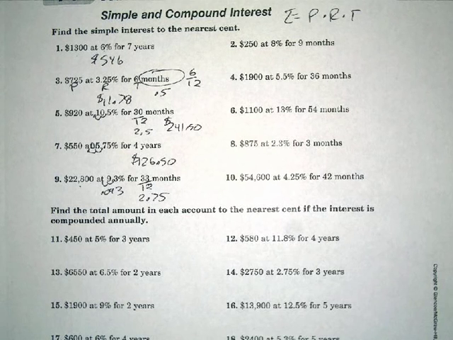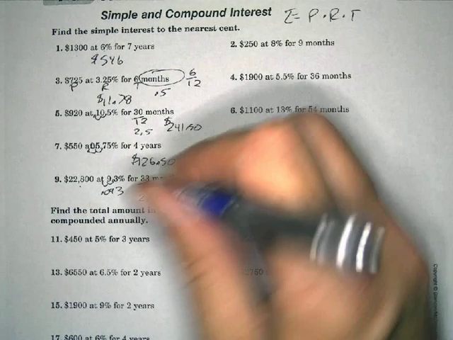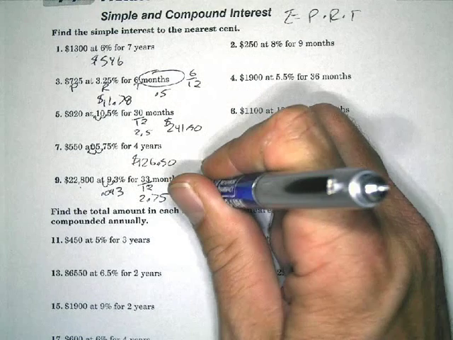Ooh, let me redo that real quick. Okay, we have 22,800 times 0.093 times 2.75. And we're going to get an answer of 5,831.10.